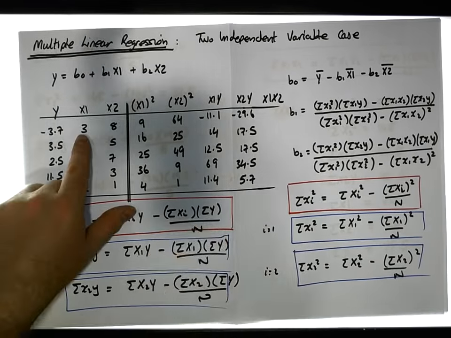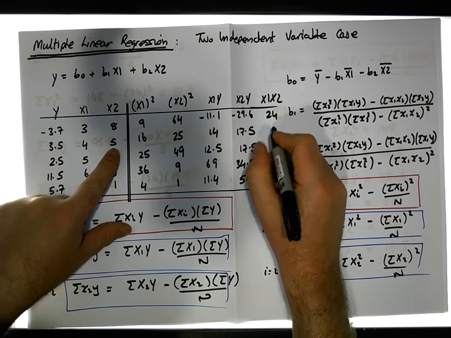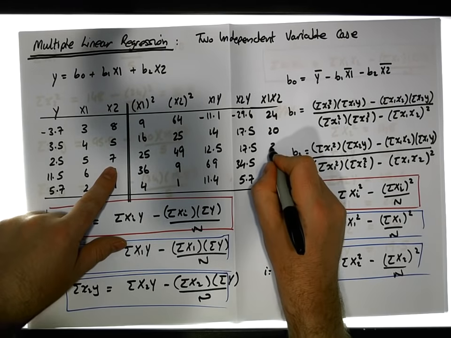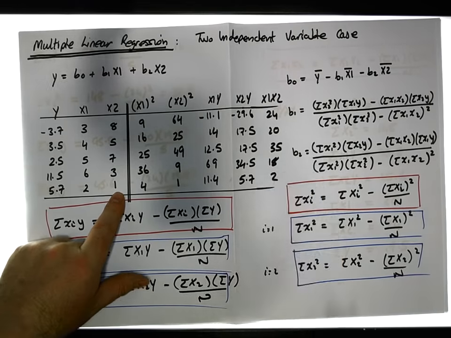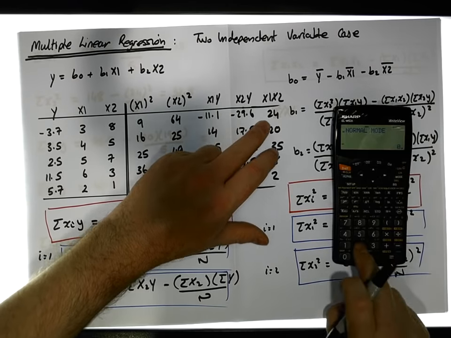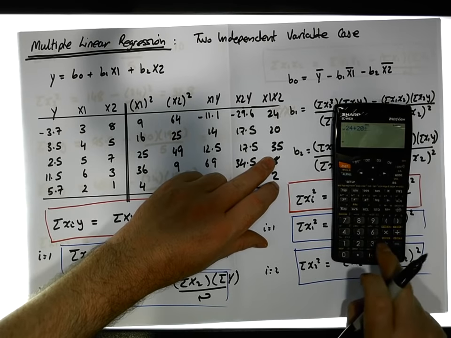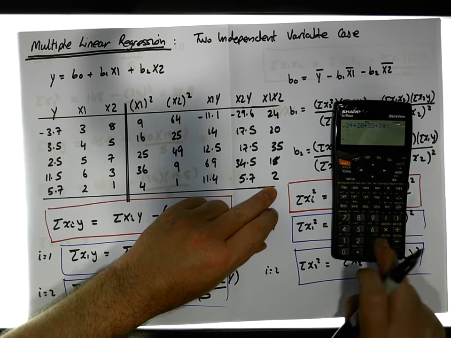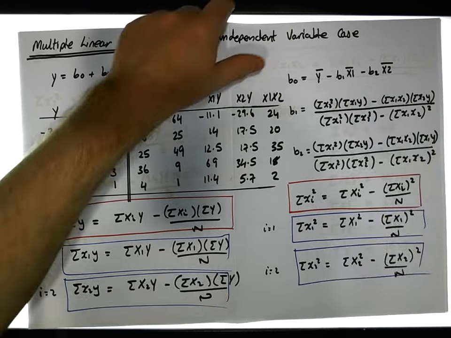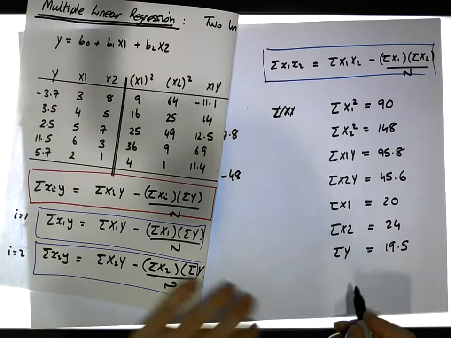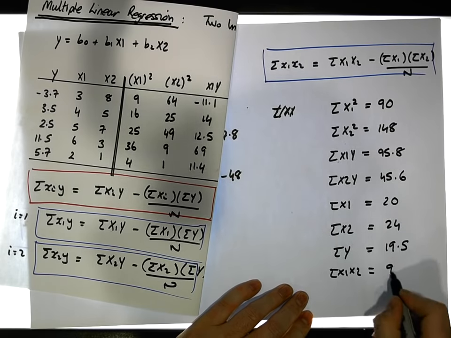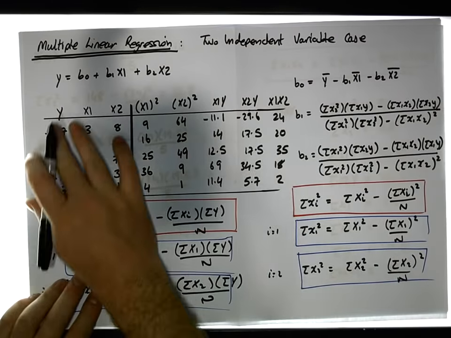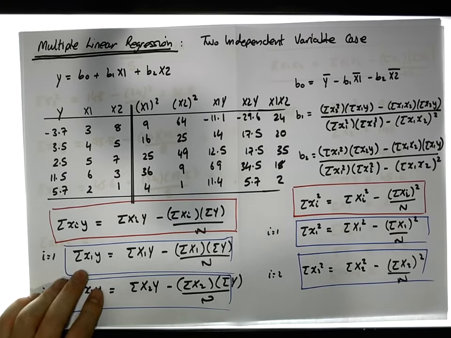3 times 8 is 24, 4 times 5 is 20, 5 times 7 is 35, 6 times 3 is 18, and 2 times 1 is 2. Let's sum these up: 24 plus 20 plus 35 plus 18 plus 2 gives a value of 99. So the sum of the x1x2s is 99. This table always looks like this. This table isn't going to change. It's always going to have this particular form, which is important to keep an eye on.